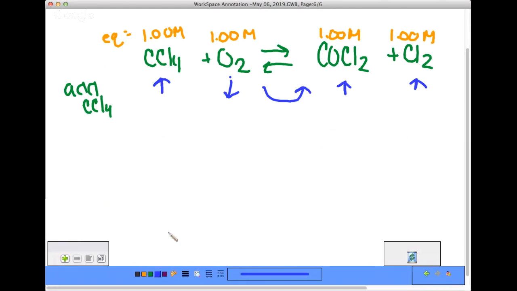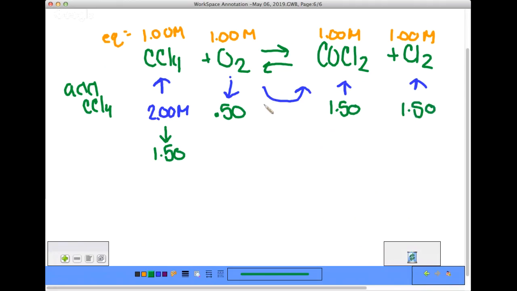Let's say that we add some of our carbon tetrachloride. So let's say that we add 1 molar, so we get 2.00 molar. Well, we want to even this out. Now, this isn't going to go back down to 1. In order to reach back down to equilibrium, this might go down to 1.50. We're going to decrease this by probably 0.50, and we're going to increase these by 1.50 and 1.50, and these again are molar.